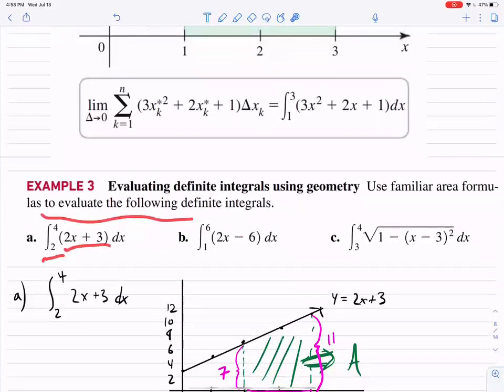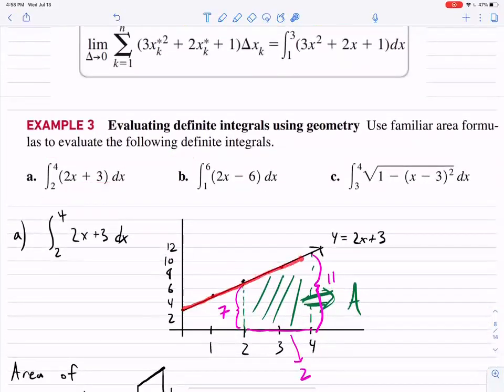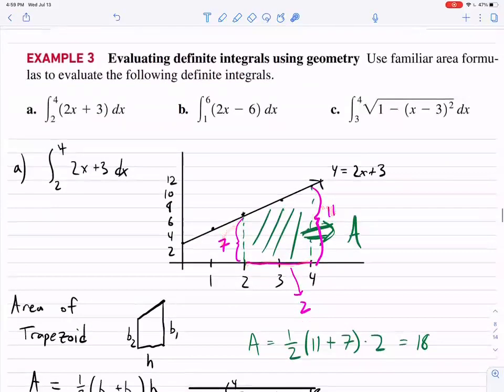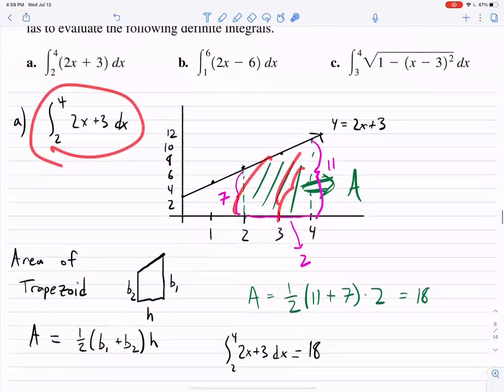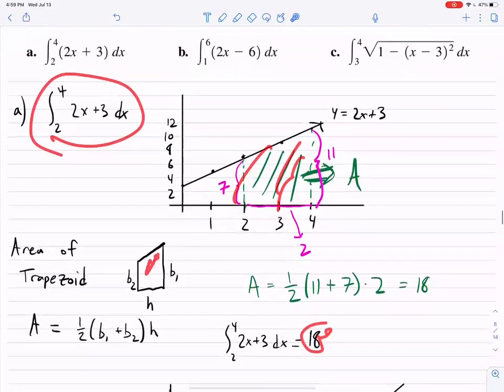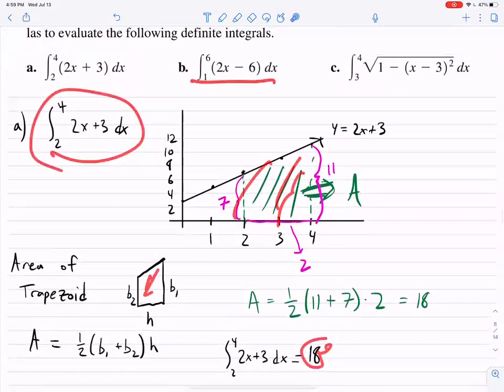So for instance, 2x plus 3. If you graph that function, it's a straight line starting at 3 and going up, and we want to integrate it from 2 to 4, so from x equals 2 to x equals 4. This area ends up being a trapezoid with height 7 here and height 11 there and width 2. And remember, the area of a trapezoid with base 1, base 2, and height is 1/2 times (base 1 plus base 2) times height. So the area is 1/2 times (11 plus 7) times 2, which is 18. So this integral, which is this area, is equal to 18, just by using the area of a trapezoid formula.